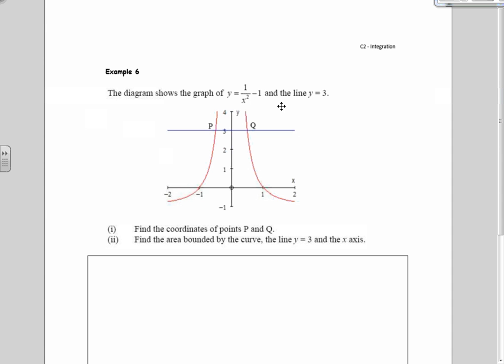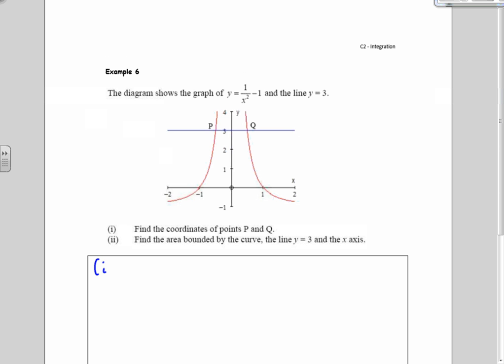C2, integration, example 6. So here we're given a diagram of y equals 1 over x squared minus 1 and the line y equals 3. So for part A, we need to find the coordinates of P and Q. So that's the coordinates where the line y equals 3 intersects the curve 1 over x squared minus 1. So this is using simultaneous equations.